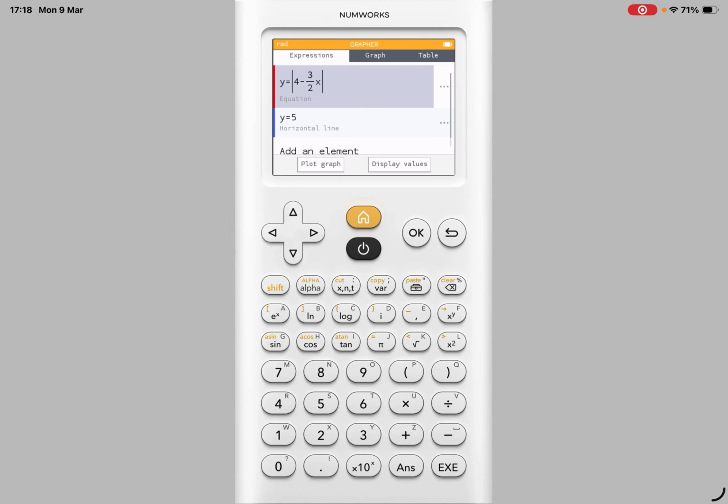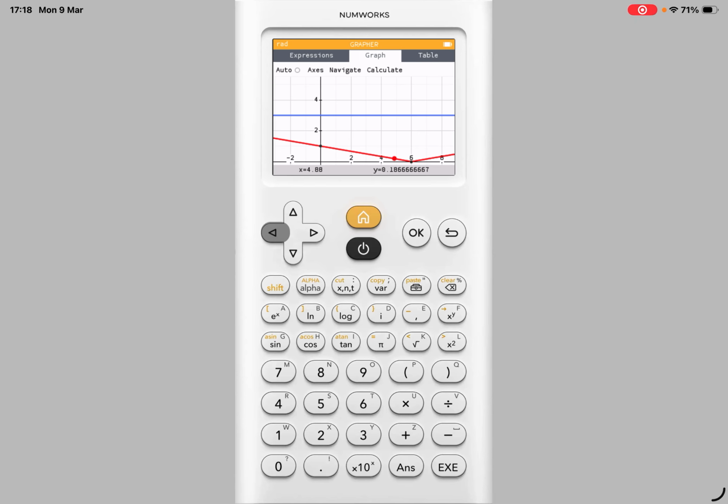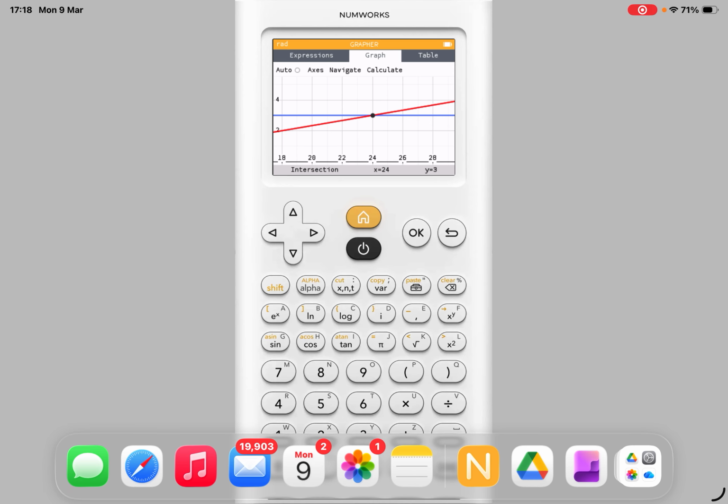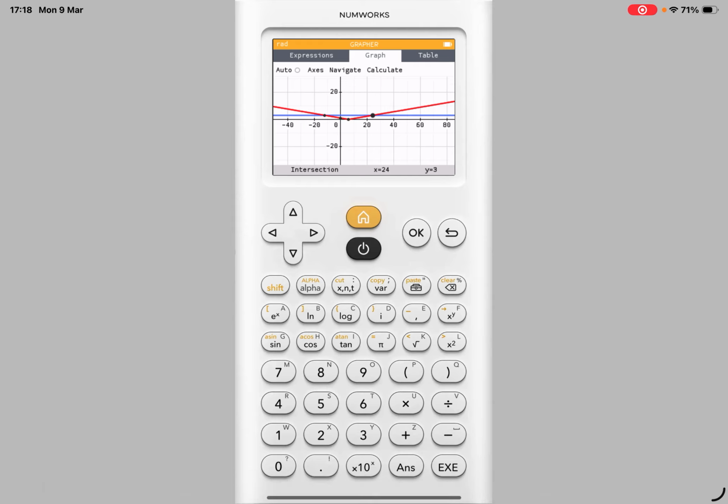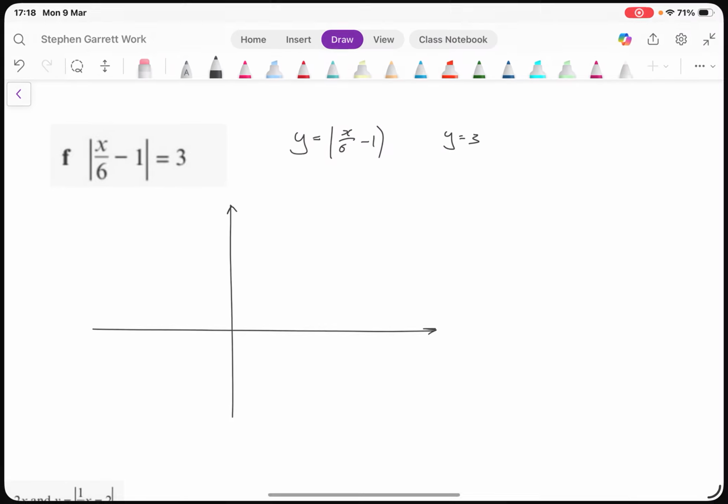Let's go expressions. Y equals, just delete this, x divided by 6 minus 1. And then I have y equals 3 here. Okay, plot. And I can see I'm expecting two solutions. One which will be at x is minus 12, y equals 3, and in quadrant 1, I have this one, x equals 24, y equals 3. So let me just zoom out a little bit so we get a better sense of that. Okay, so let's just do a little sketch so we know what we're looking for.